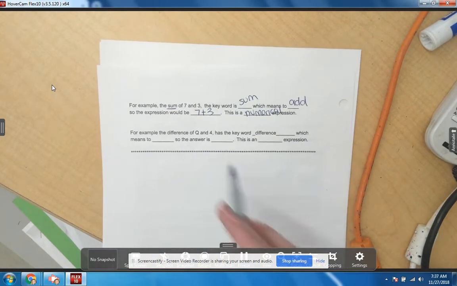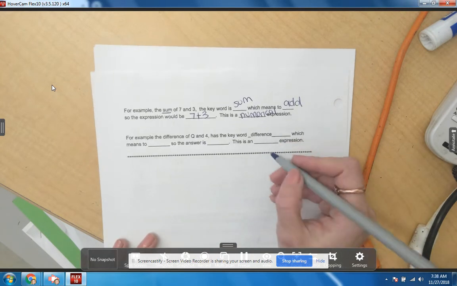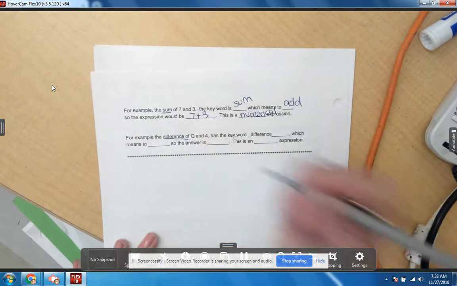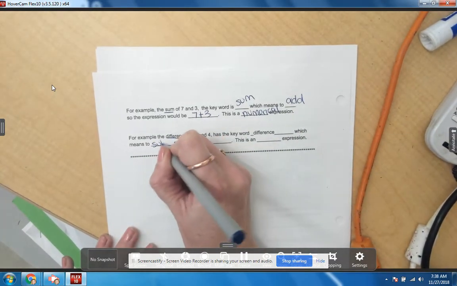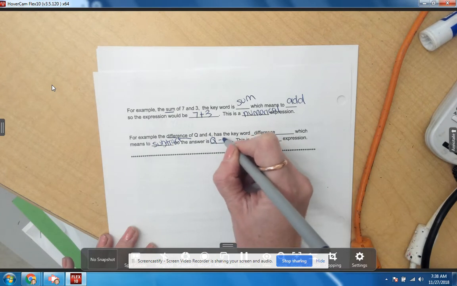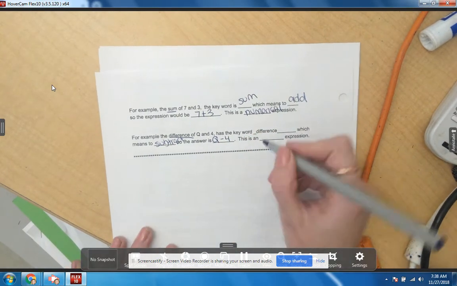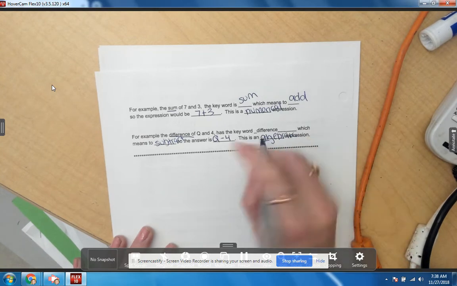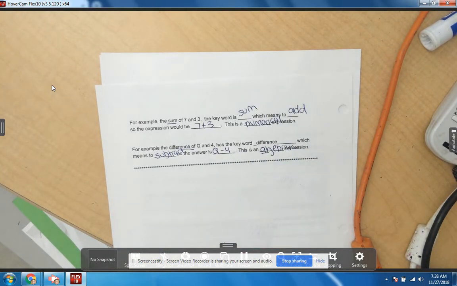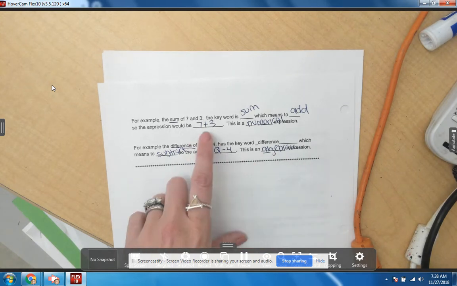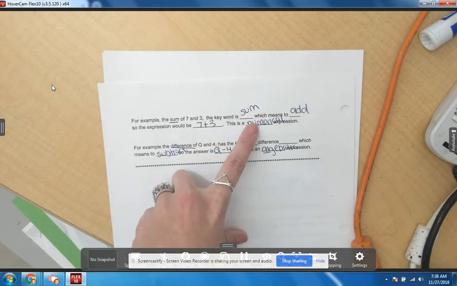For example, the difference of Q and 4 has the keyword difference, which means to subtract. You can use the chart if you didn't know that. So the answer is Q minus 4. This is an algebraic expression because it is a math problem that has a letter in it. So if it's a math problem that has a letter in it, it's called an algebraic expression. If it's a math problem that only has numbers, it's numerical.